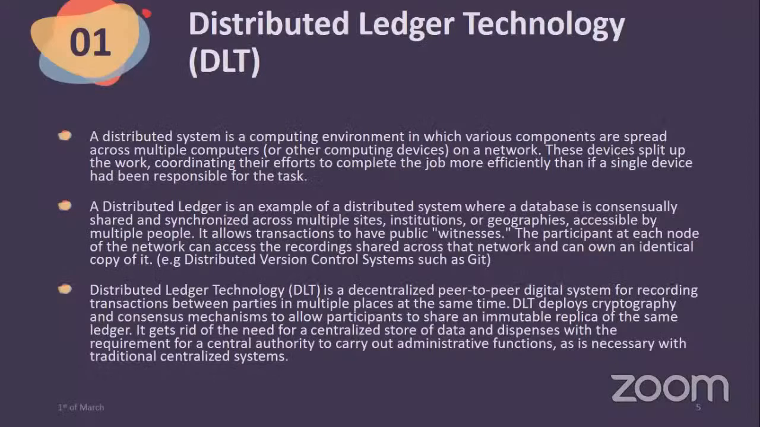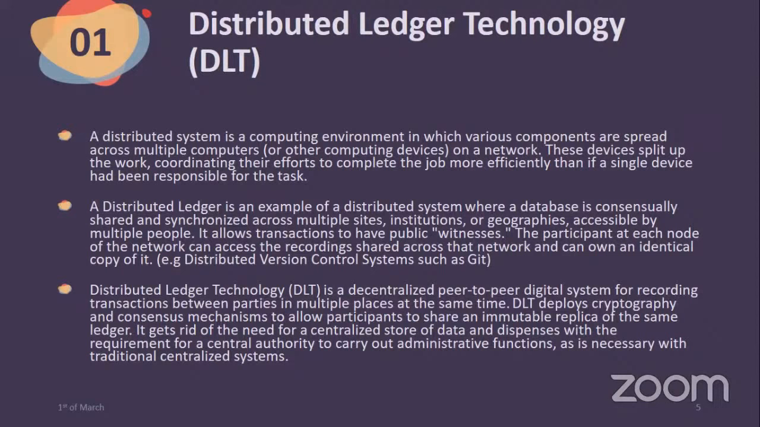A distributed database system is a computing environment in which various components are spread across multiple computers or other computing devices on a network. These devices split up the work, coordinating their efforts to complete the job more efficiently than if a single device had been responsible for the task. What that basically means is that when we have multiple computers contributing to a network, we have all of their resources contributing to that network. So we are able to achieve more because the tasks are shared across multiple systems.